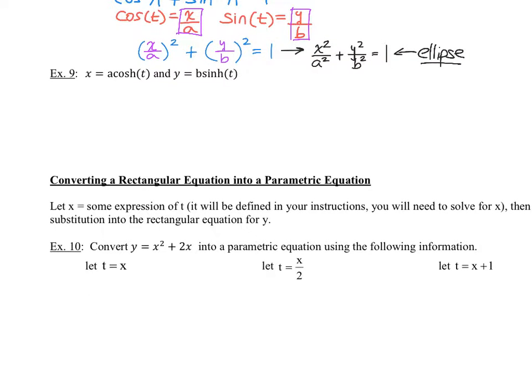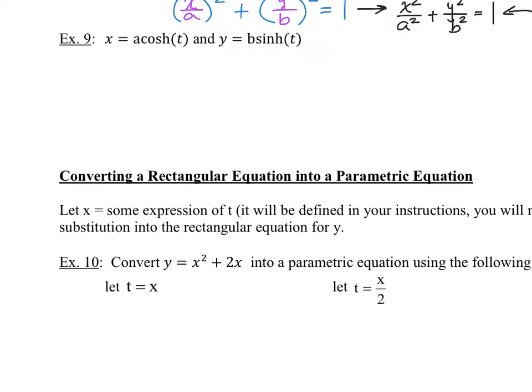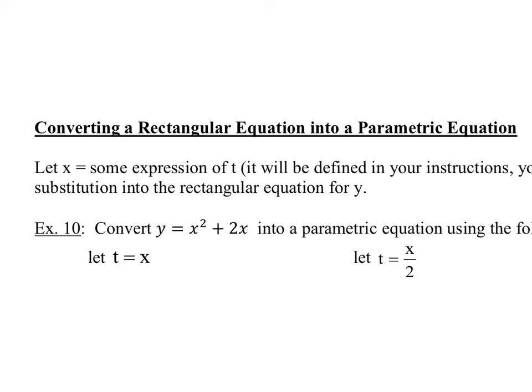So number 10, converting into parametric form. We explored plenty getting it into rectangular form, but going into parametric form is a little bit different. That being said, I think it's a lot easier. So it's not like we're building up in difficulty. They tell us to let t equal x. So now I know x is equal to t. Cool. So I could do my substitution because I'm just replacing x with t. y equals t squared plus 2t.